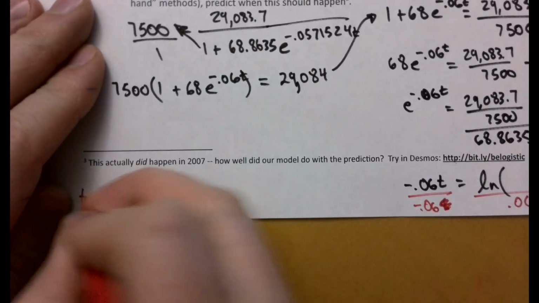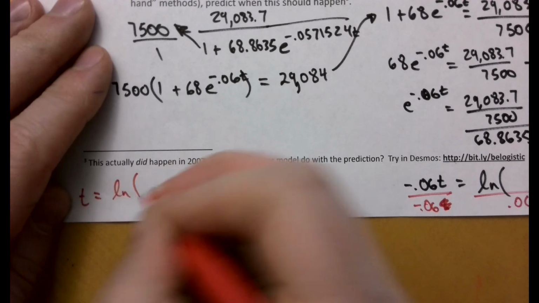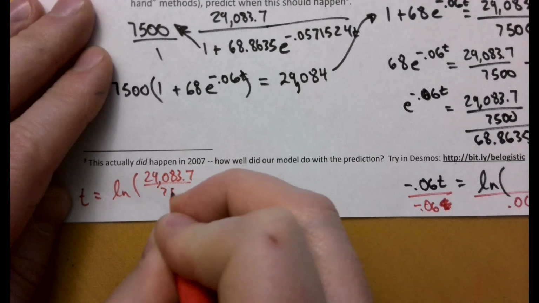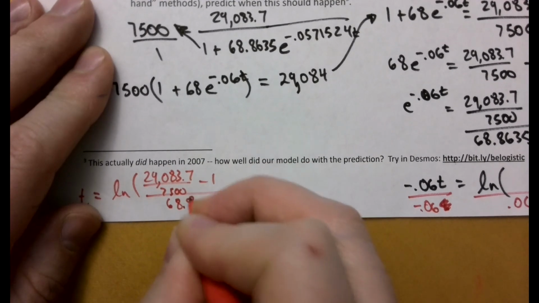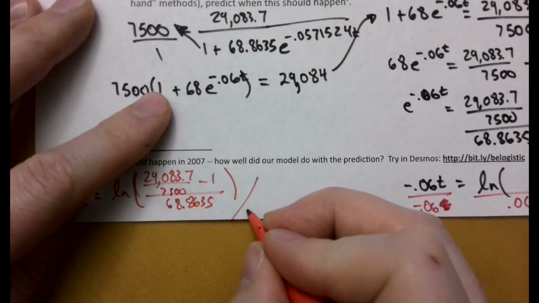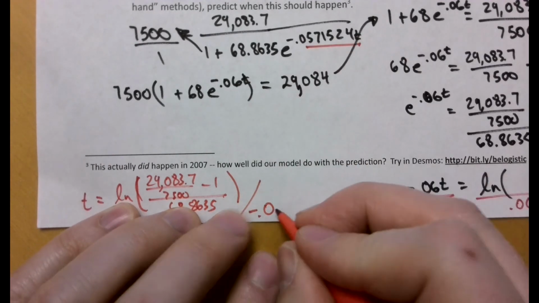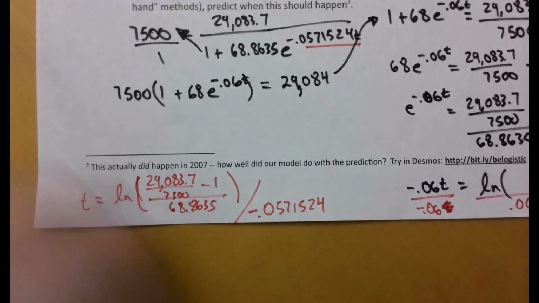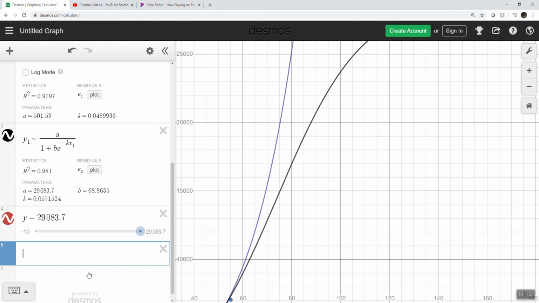So our t is going to equal natural log of 29,083.7 over 7,500 minus 1, all of that divided by 68.8635. That's all in parentheses. And then all of that divided by negative 0.0571524. And now I'm going to input all of this. All right, we'll switch over to Desmos to calculate this because it can handle this nicely for us.